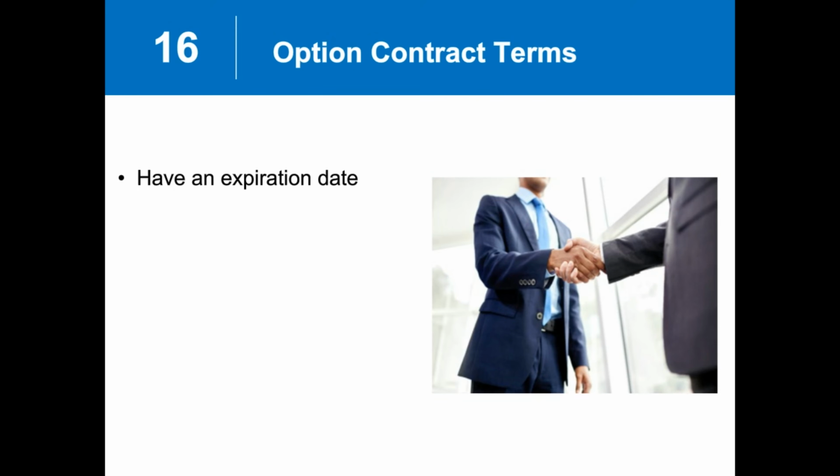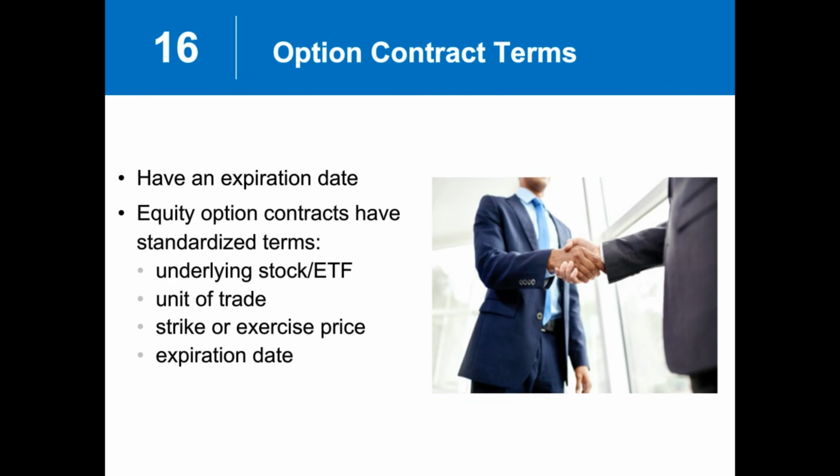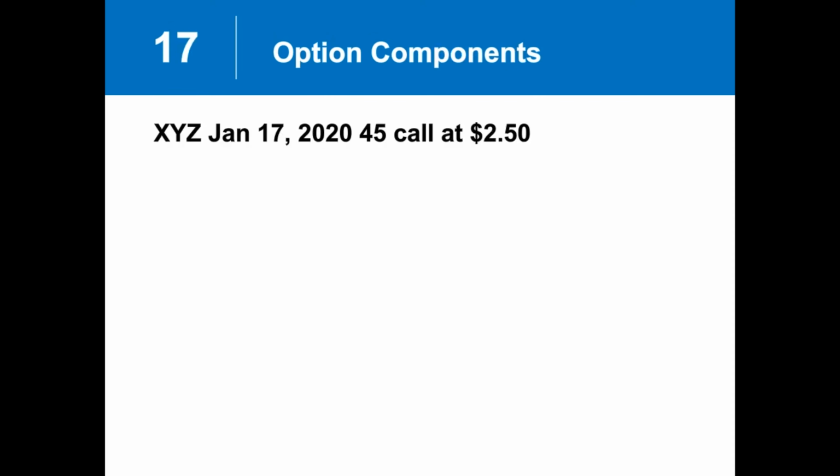Some of the standardized terms that they have is how many shares of stock the contract represents, the underlying, so we know the company that we have the right to buy or sell those shares upon. We also have the strike or the exercise price. And these are all terms that we're going to break down in just a moment. So let's look at a sample trade. XYZ, Jan 17, 2020, 45 call at 2.50.